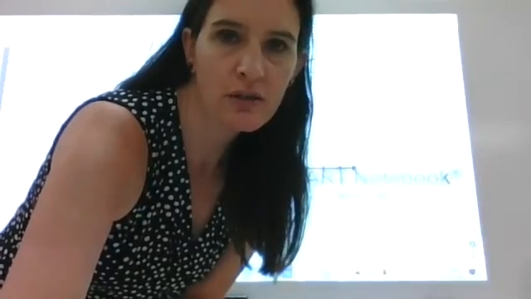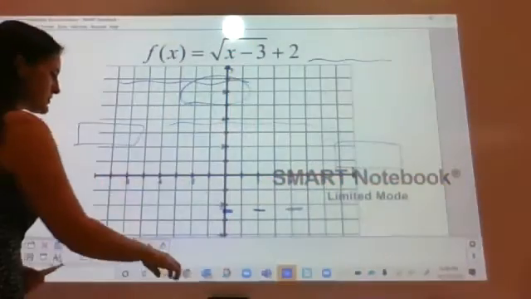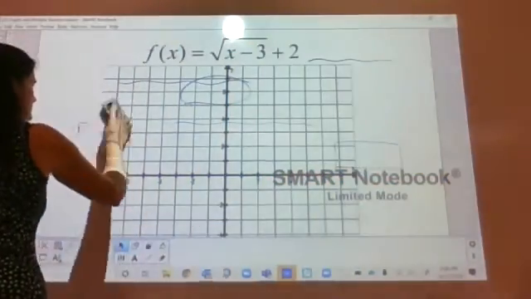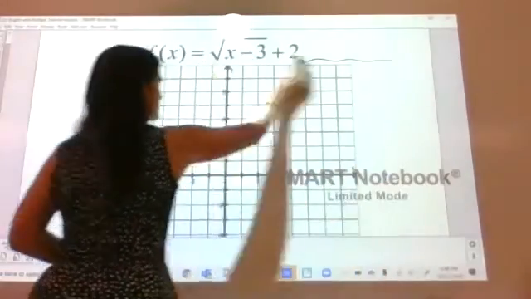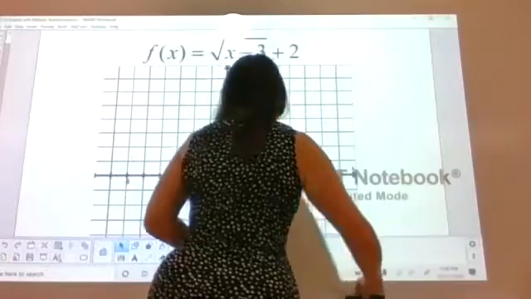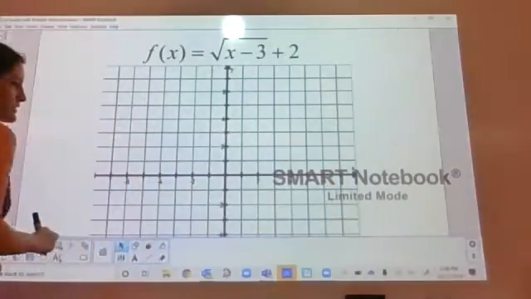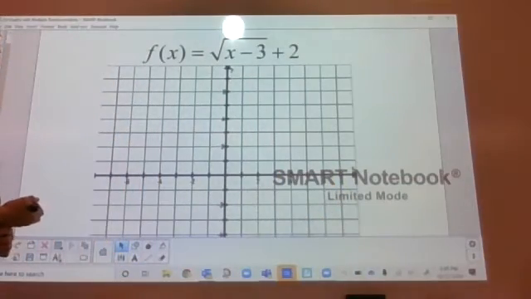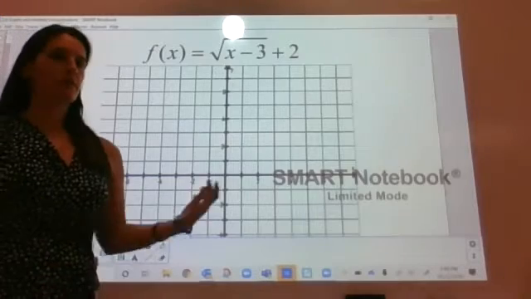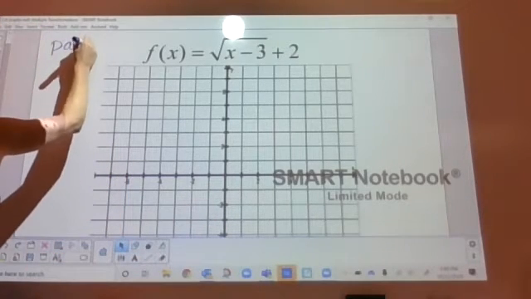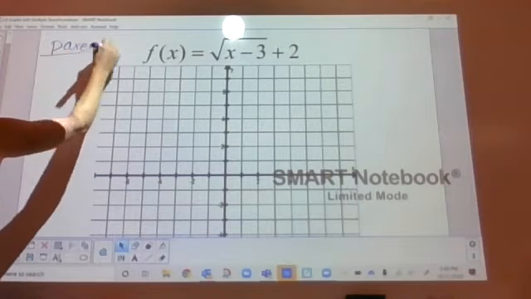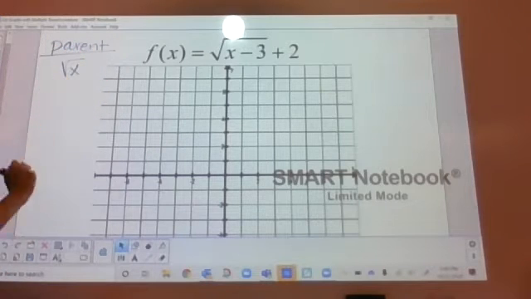Okay, here's the first one. So square root of x minus 3. So let's first talk about what the parent function was before any numbers were added to it. Hopefully you said square root of x, right?